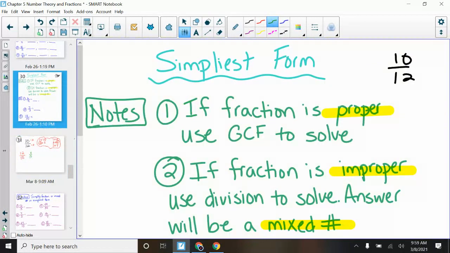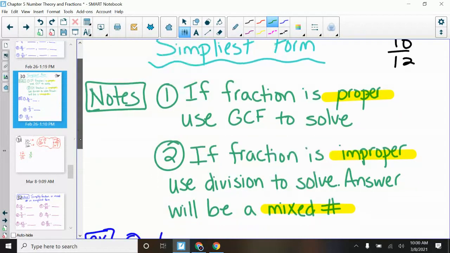The other kind would be those improper fractions. So how do I simplify an improper fraction? Well, what's an improper fraction? Max, what's an improper fraction? When the numerator is bigger than the denominator. Excellent. And we know that improper fractions are always greater than 1. What will they always turn into? Mixed numbers.